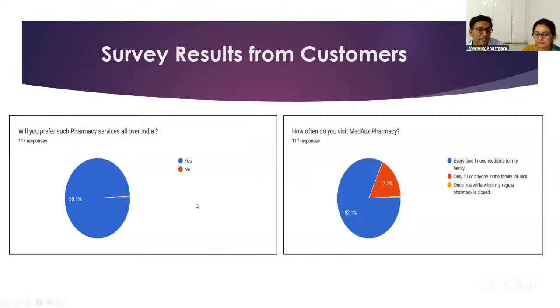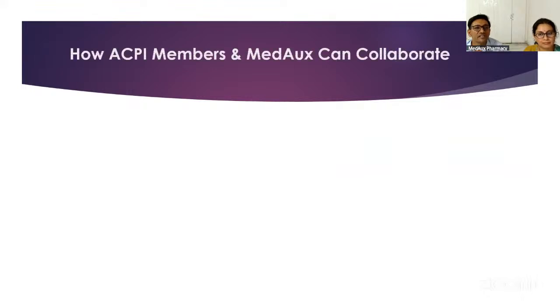And just to let you know about how often they like to visit our pharmacy, most of them come whenever they want medicine. Someone said only if they are sick, which is fair enough. If people are sick, then they come to the pharmacy. And very few say only when their own local pharmacy is closed do they come to our pharmacy. So it was an impressive result, and now we are looking at how Medox and ACPI members can collaborate with each other. Sorry.